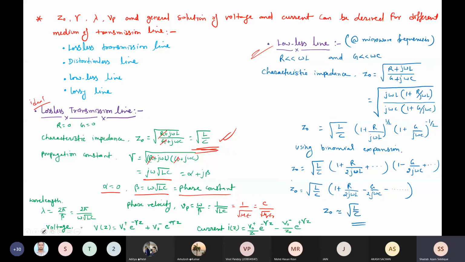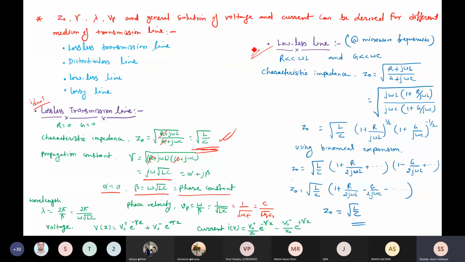Now we have the voltage equation. Voltage V of z can be written as V naught plus e to the power minus gamma z, plus V naught minus e to the power plus gamma z. Similarly, we have the current, I of z, which is V naught plus by Z naught e to the power minus gamma z, minus V naught minus by Z naught e to the power plus gamma z. That's how it is written here. The gamma can be altered here. Previously it was square root of R plus j omega L into G plus j omega C, but now it becomes gamma equal to j omega root under LC. So you can use this.